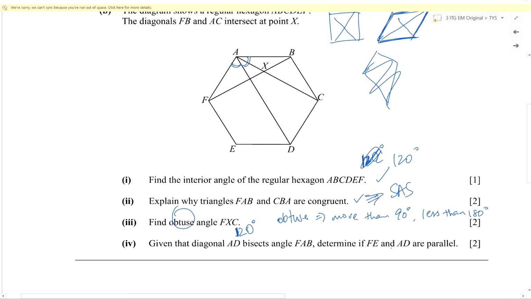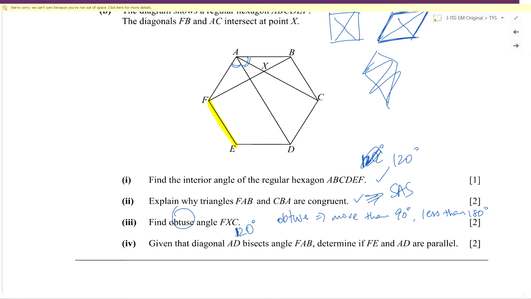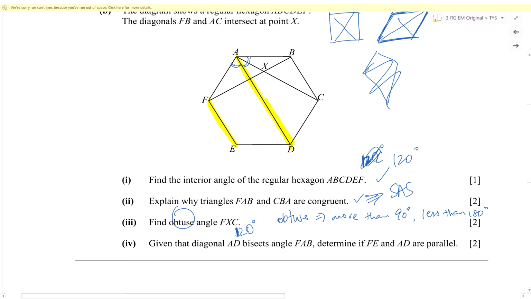Now determine if FE and AD are parallel. FE, AD. Making use of this information, that these two angles are the same, plus trying to get you to show whether these two are parallel. So we need to be smart. I need to link this angle that they gave me a clue. It is half of angle FAB. I need to link that angle with these two lines.